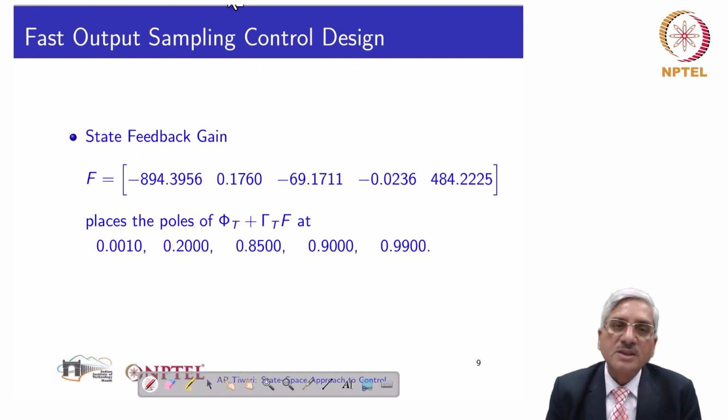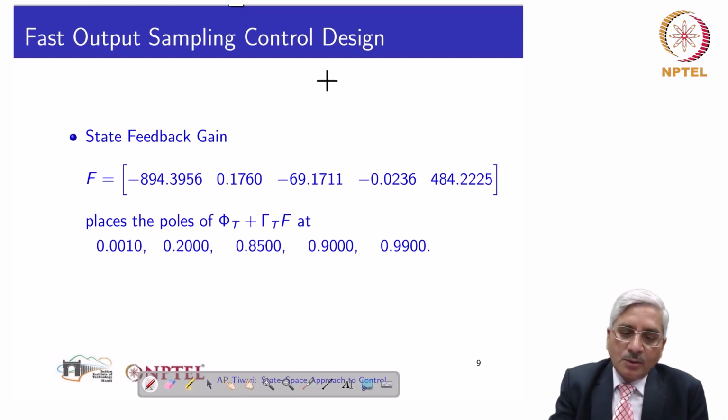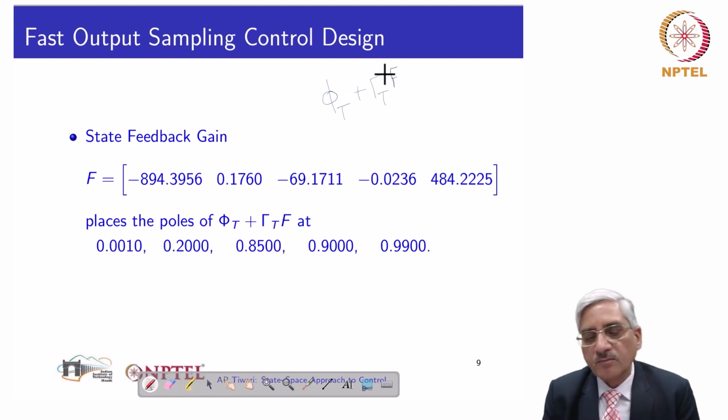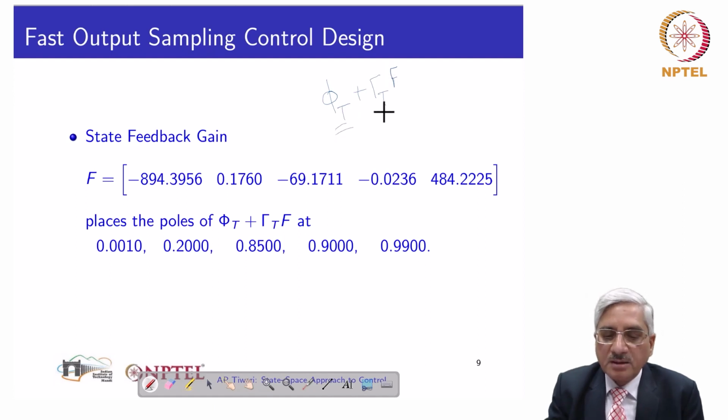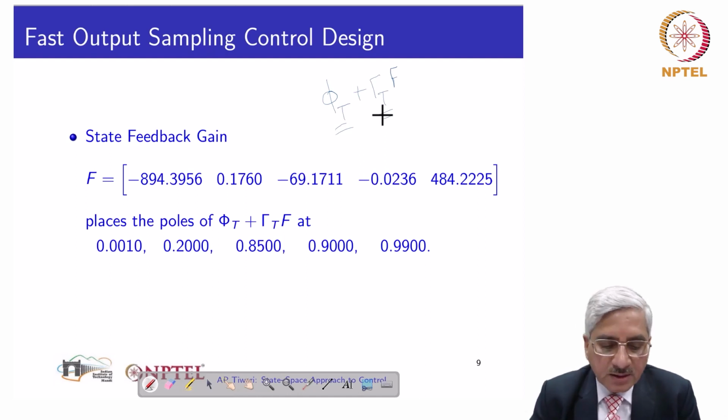Now we have to design a state feedback gain F to stabilize and get good transient response for this system. This phi T and gamma T, they are the system and input matrices for the system sampled at the rate 1 by T, and F is the state feedback gain.